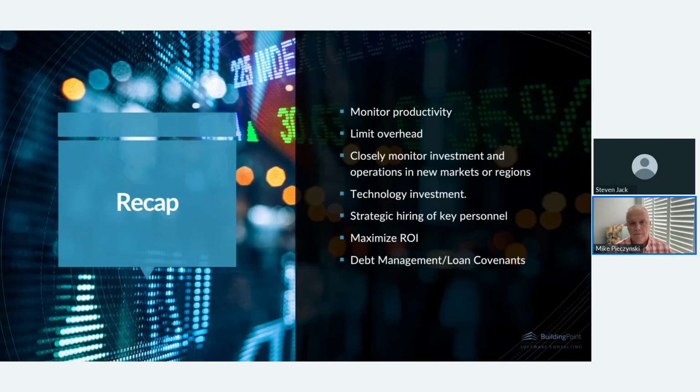All right, quick recap. We looked at monitoring and adjusting for productivity. We looked at managing the cost of overhead. We looked at monitoring that we're getting a return of our cost on investments in other operations, our markets, etc. We talked about some general guidelines on technology investment. Of course, there's a lot of conversation that has to happen around that. Talked at a high level around when to be thinking about hiring key personnel. All of these related to cost. Looked at maximizing ROI and a couple tools in Spectrum to do that for our equipment. And then a couple ways to watch debt management and loan covenants that were in compliance there.